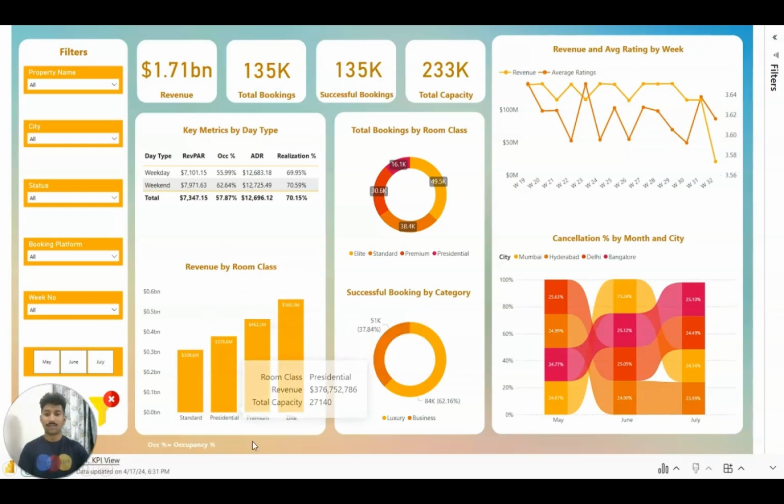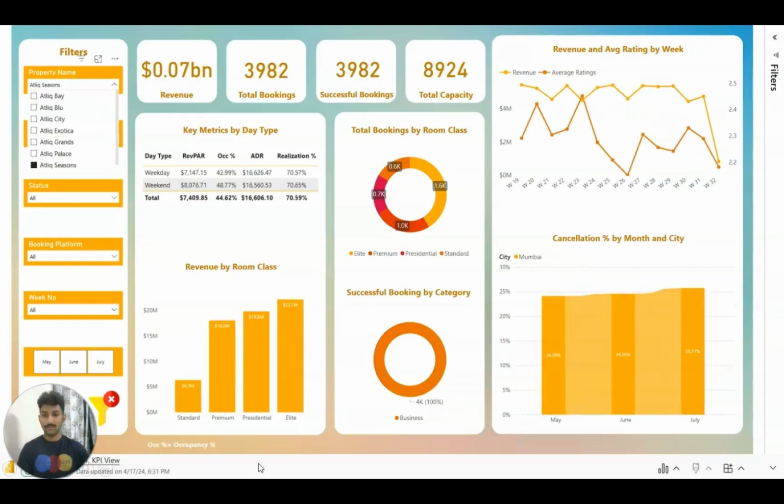Each hotel in Atlic Hotels has four types of room classes, which are standard, presidential, premium, and elite. You can see that the elite has contributed the most in the revenue. You can select one single hotel. You go to property name, like we go to Seasons. You can see for Seasons, since Seasons is the most poor performing hotel, everything is back to a very lower number.